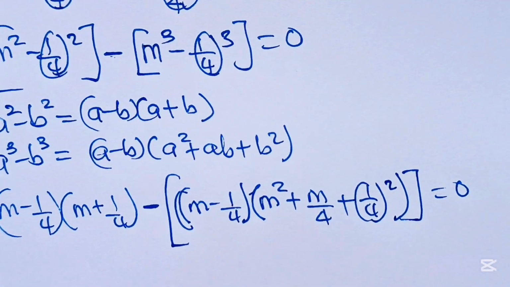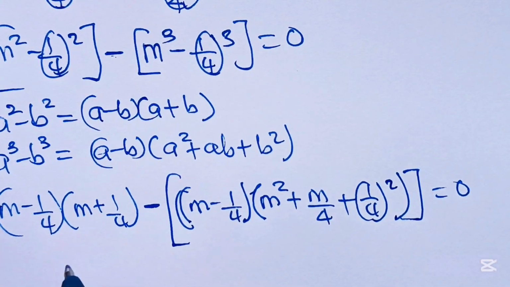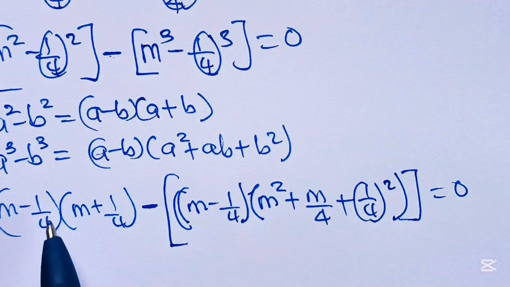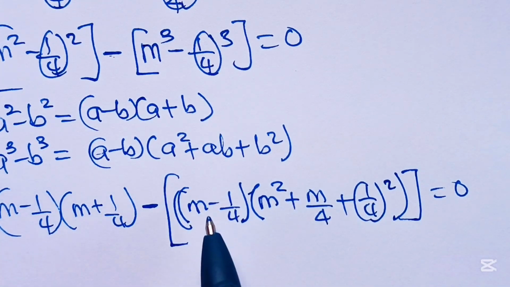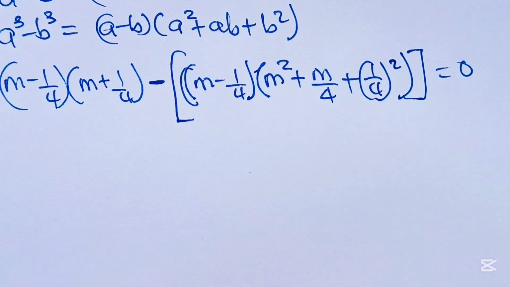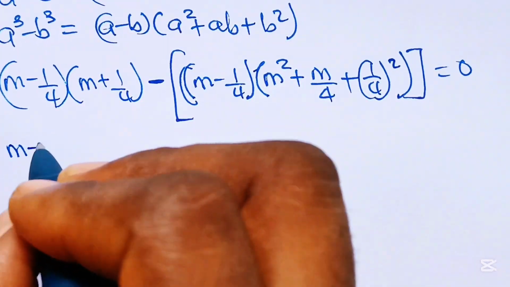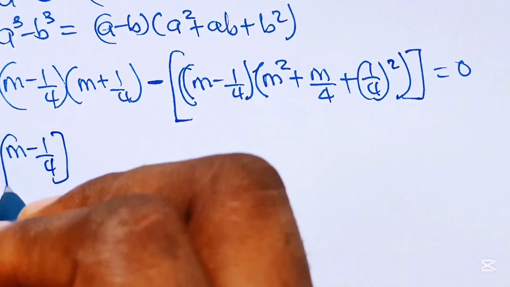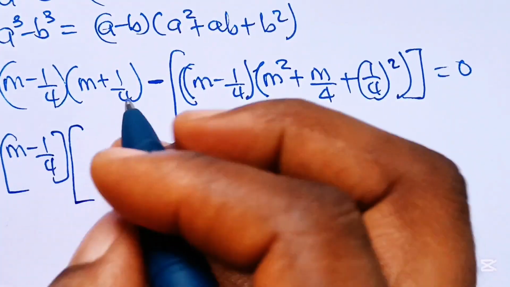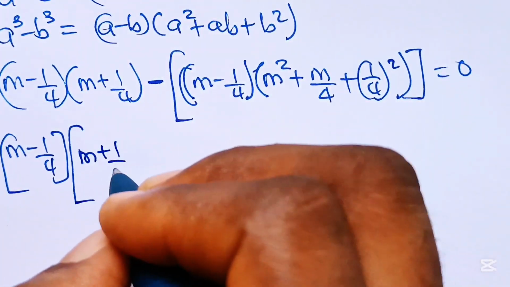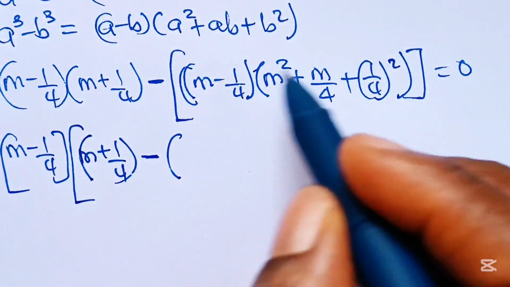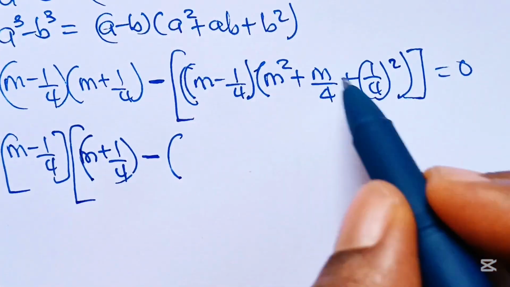Now we are going to do this carefully to avoid mistake. Yeah, so from here, when you look at this, you see m minus 1 over 4, okay, and you have m minus 1 over 4 here as well. So we are going to factorize 1 out. So we have m minus 1 over 4, open brackets. Now when this is divided by this, we have m plus 1 over 4, okay, minus, when the whole of this is divided by this, the whole of this will remain, right?